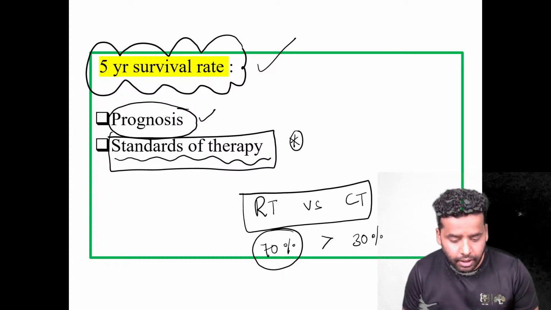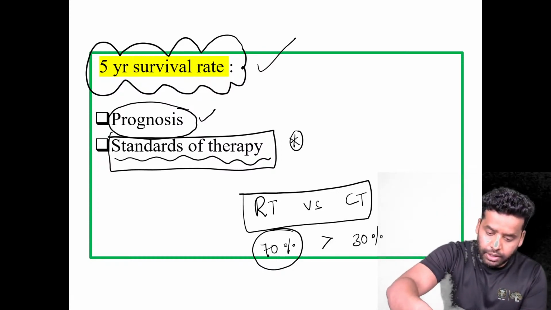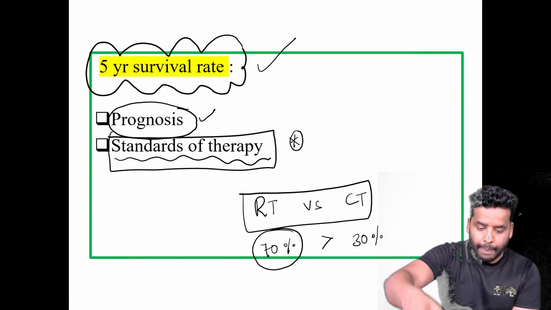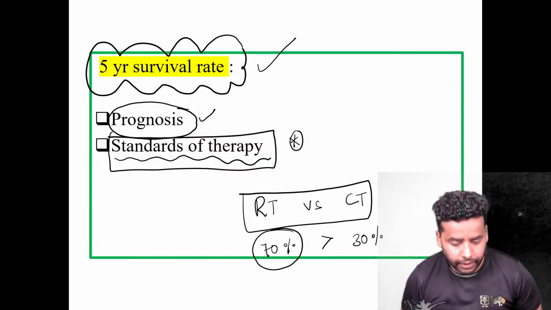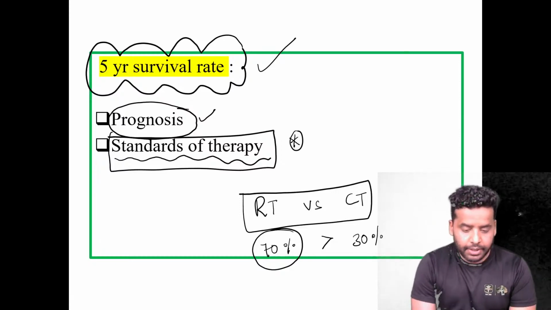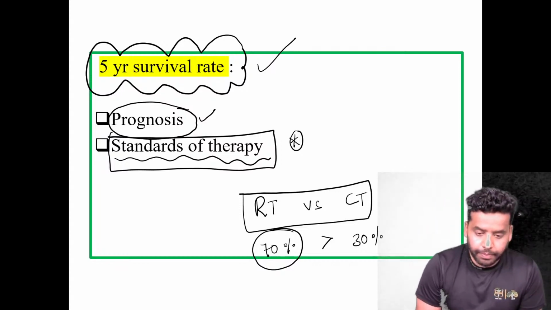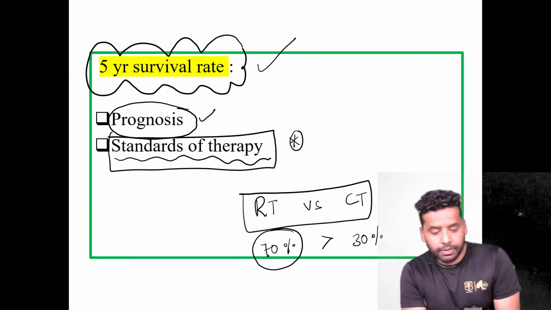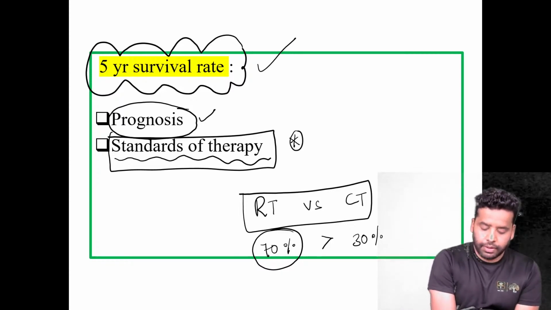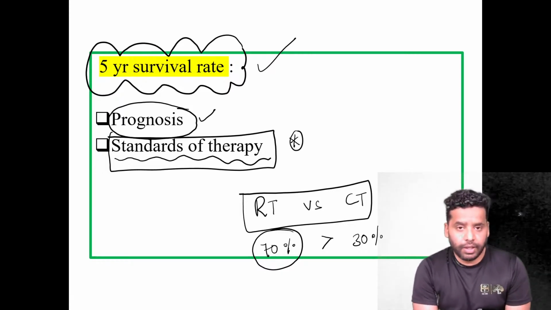What is the answer? 5-year survival rate. Yes, correct. Very good. So these are the questions on 5-year survival rate. Read the example. Radiotherapy, chemotherapy. 70%, 30%. Radiotherapy is better comparatively. Means after 5 years, when you check the patients, almost 70 will survive in radiotherapy.